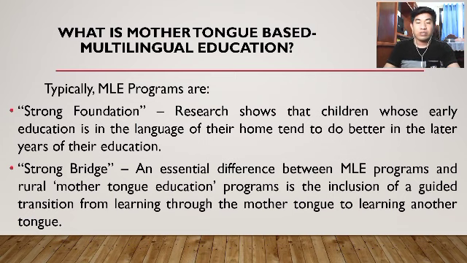Second, strong bridge. An essential difference between MLE programs and rural mother tongue education programs is the inclusion of a guided transition from learning through the mother tongue to learning another tongue. So it's very important to have a strong bridge in order to help students bridge between two languages. So in this situation, the help and the assistance of the teacher is really important. The teacher here will help the students master first the mother tongue so that he or she can easily acquire or learn another language. So bridging here is very important.